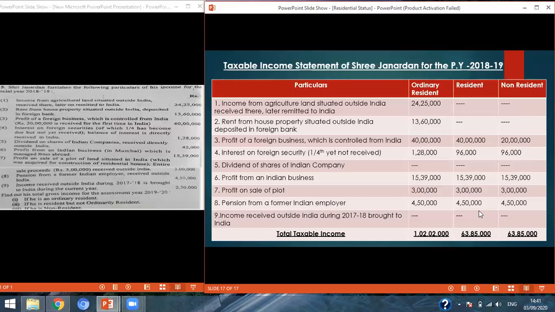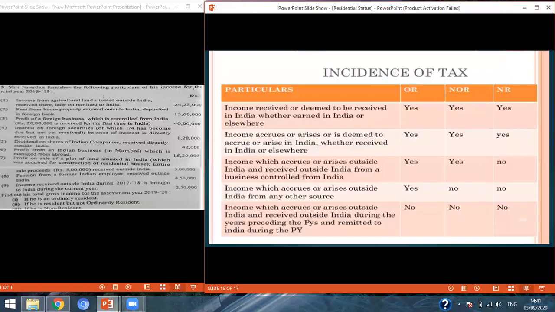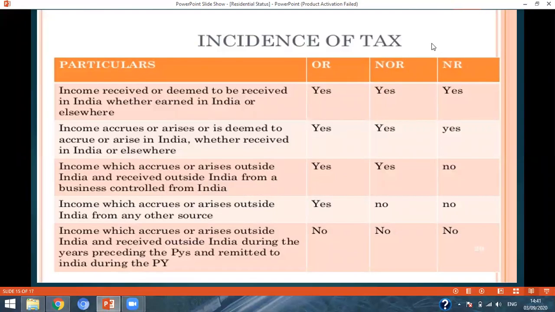Be very clear about this. If you remember this, you can easily calculate this sum. So I will repeat it again. In this table, the first point is any income we receive in India, it is taxable for all. The second point, any income we earn in India, is taxable for all. Any income which we are earning from outside India, but the business is controlled in India, is taxable for ordinary resident and resident. It is tax free for non-resident.